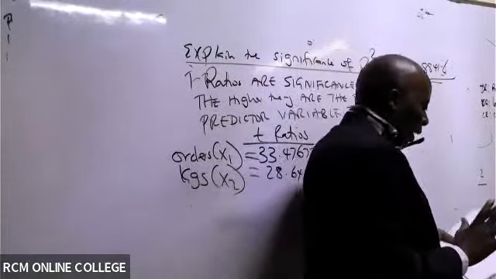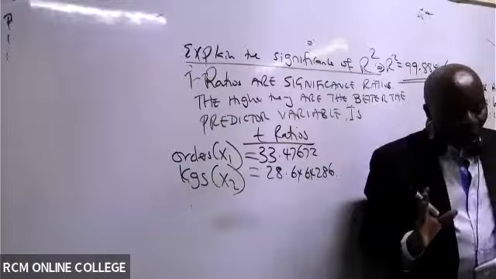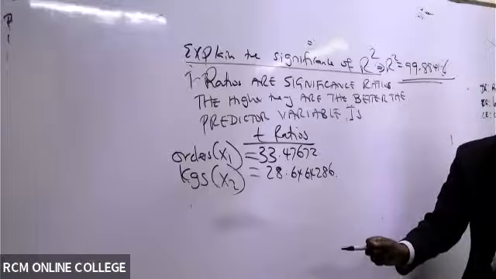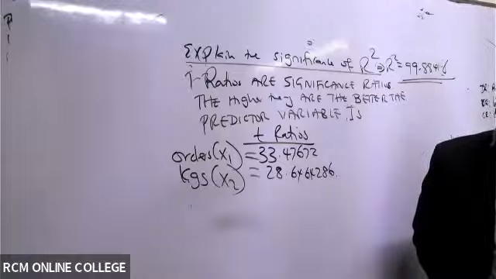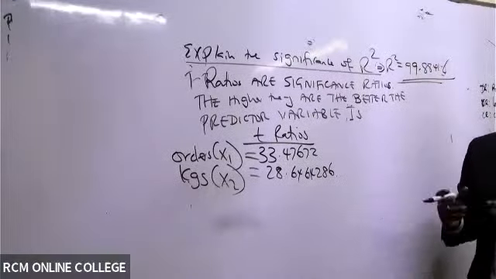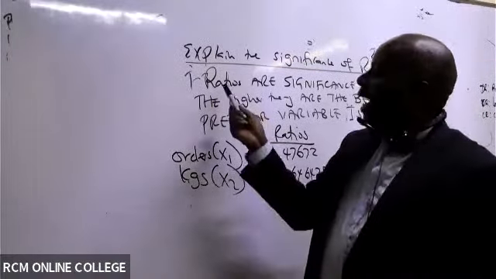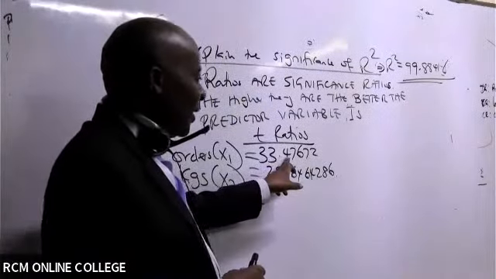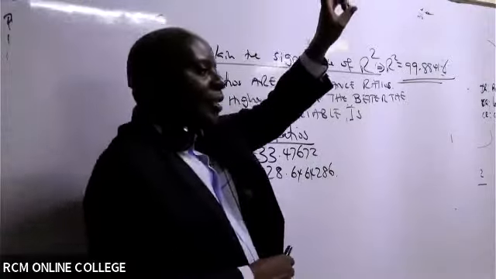Let's read the question again. Number 5. Based on the T ratio value, explain whether the number of orders or the number of kilograms is more significant in predicting the total material handling cost. So between the two, which one do you think is more significant? Both of them are really significant, but which one has a higher significance level? Remember, the higher the T ratio, the more significant. So the higher one is 33, and therefore the number of orders is more significant.